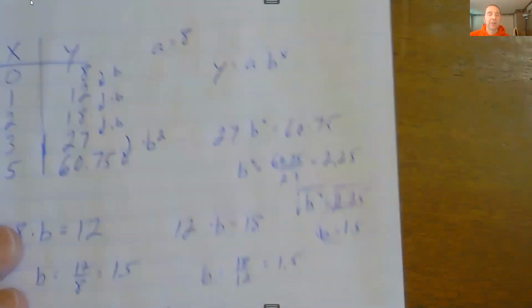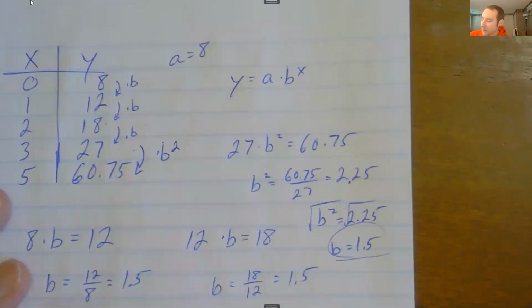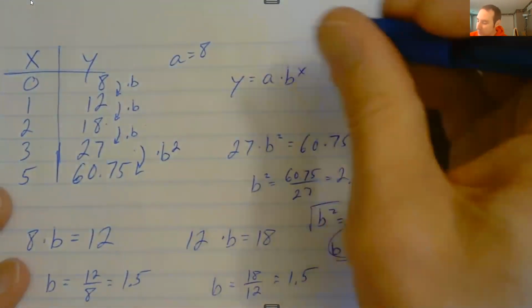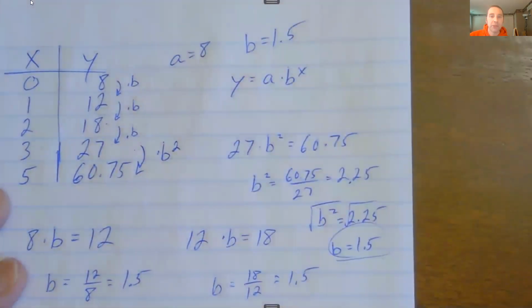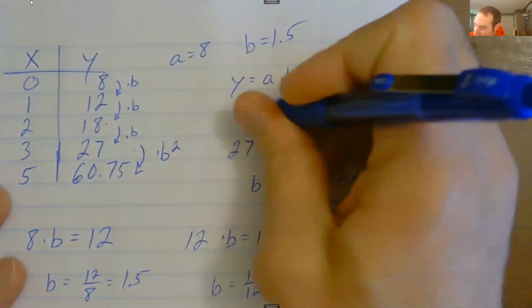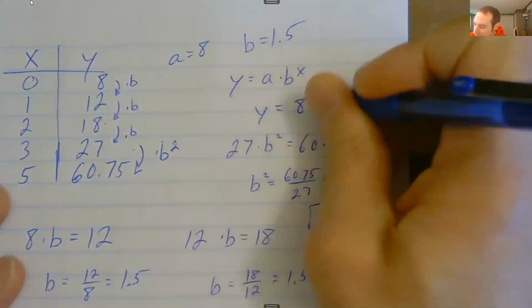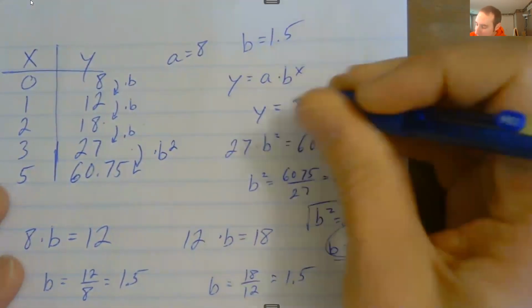So after all of that, if our job was just to write the equation of this exponential function, through multiple methods, we found that b was equal to 1.5. So we get an answer of y equals 8 times 1.5 to the x, and there's that.